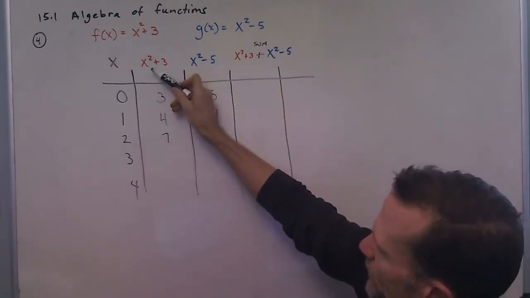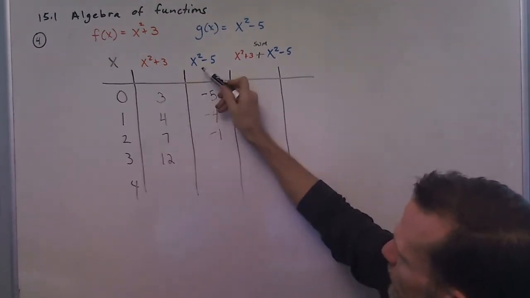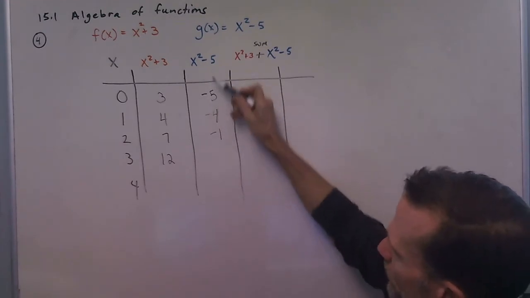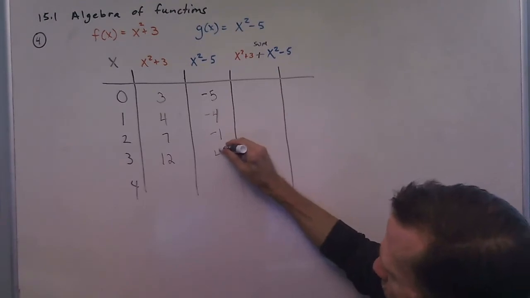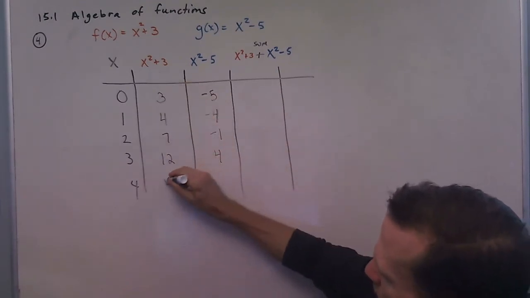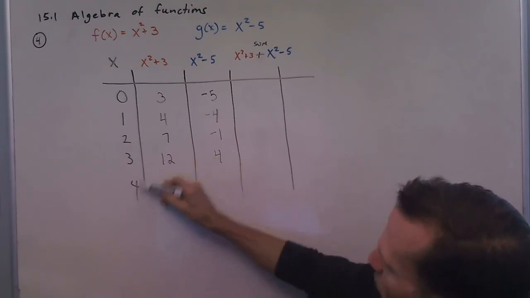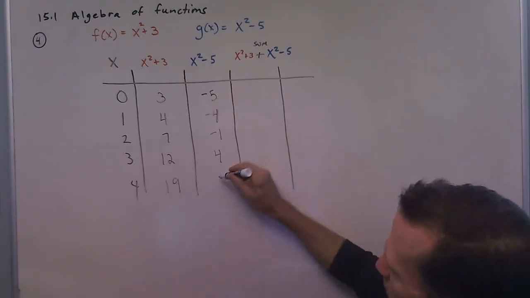Then input 3 into the f function, and we get 12. And then put 3 into the g function here in this column, we get 9 minus 5 is 4. Okay, and then put 4 in here, we get 19. And put 4 into this function, and we get 16 minus 5 is 11.